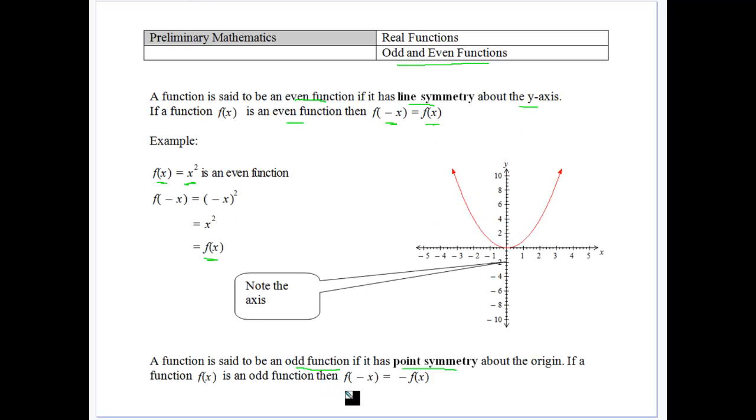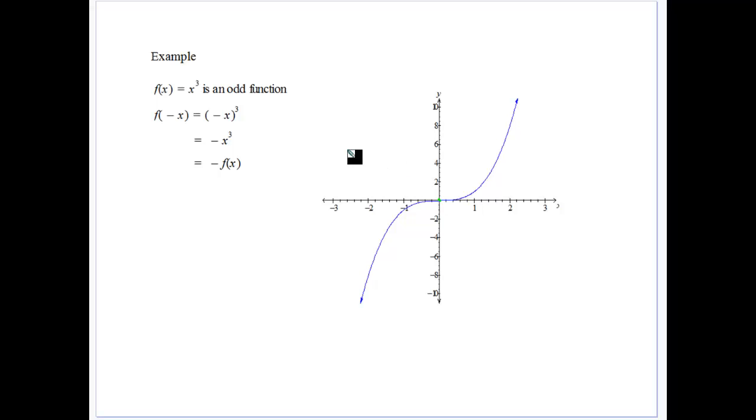Now, how do we prove it? Well, this time, if we put our minus x value in, the function of minus x, it will give us the function of x, but with a negative out the front. So we see x cubed here. We put in negative x, and so we substitute it in for the x there. So negative x all cubed would give us a minus x cubed, because the negative times the negative times the negative still gives us a negative. But that was the function of x. If function of x is x cubed, we have the function there with a negative out the front, which means it is an odd function.